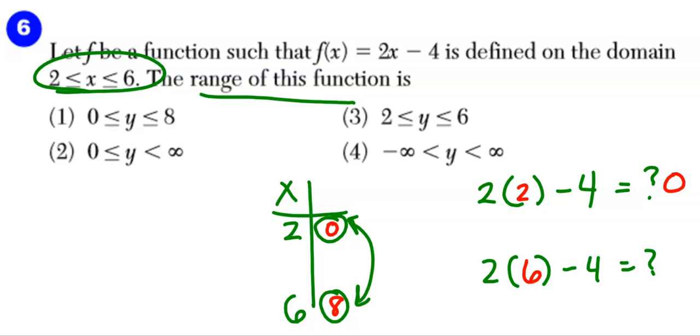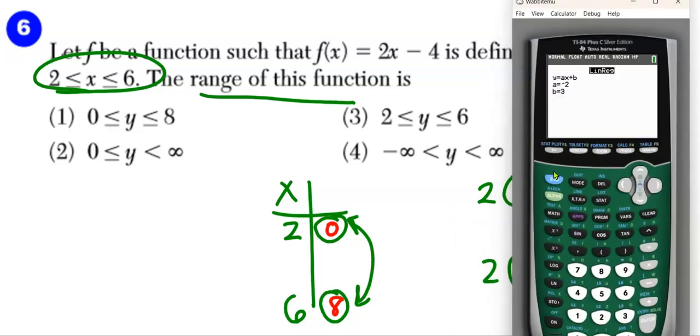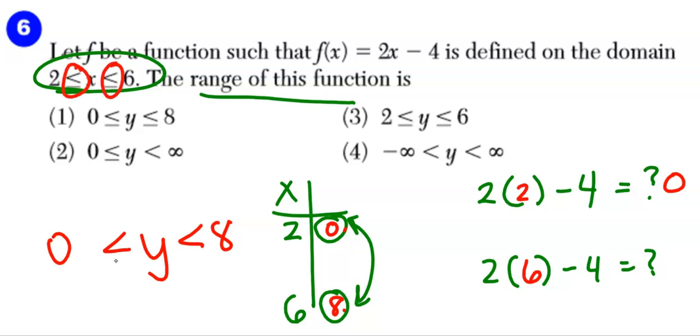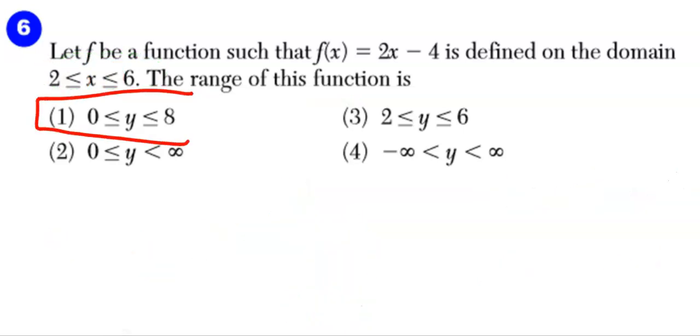Another way that I could do this is I could check it on the table using my TI-84. Right here in the y equals button, I can type 2x minus 4. I can look at the table, starting at 2, which is 0, and ending at 6, which is 8. So both methods work. Now, since my beginning value is 0 and my ending value is 8, that means that y is in between 0 and 8. Since both of these had equal to signs, the range will also have equal to signs. Therefore, the answer is 1.